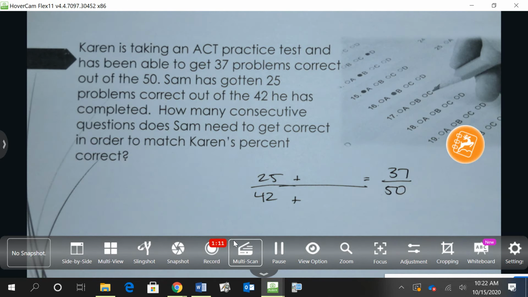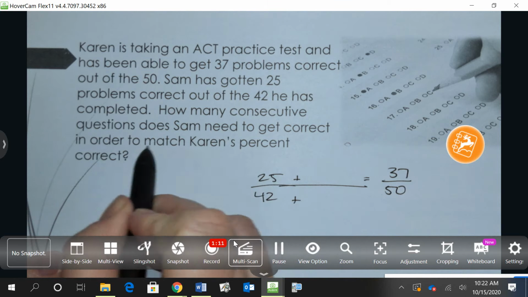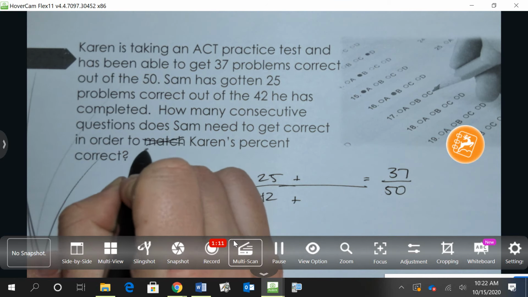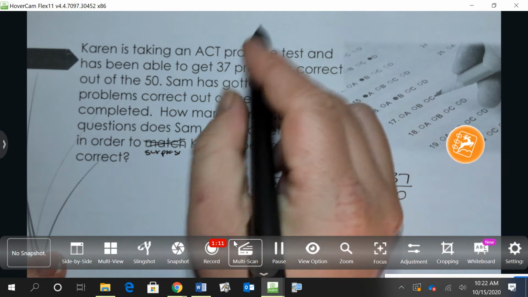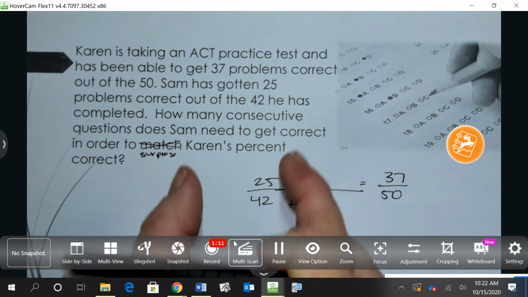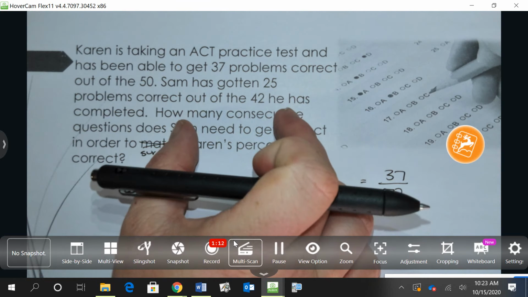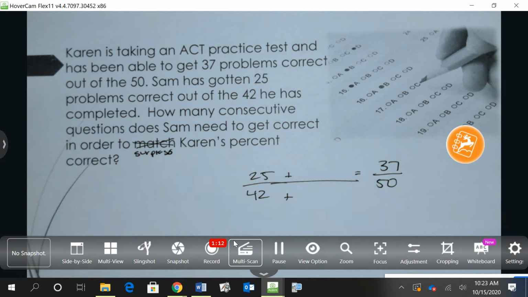And we're going to say, let's change this right now. How many consecutive questions does Sam need to get correct? We're going to say instead of match, in order to surpass. What is the smallest number of consecutive questions Sam needs to get correct in order to surpass? You may be wondering, why am I changing this? Because I know that your quiz questions and your test questions both specify the minimum number that's needed to surpass. Surpass means to go past, to be better than.